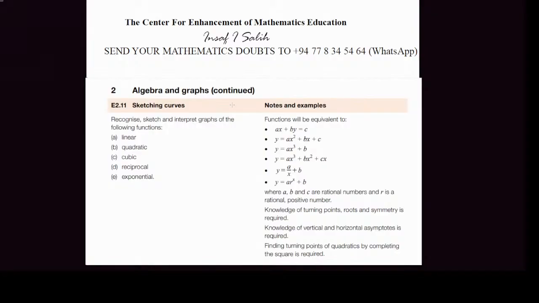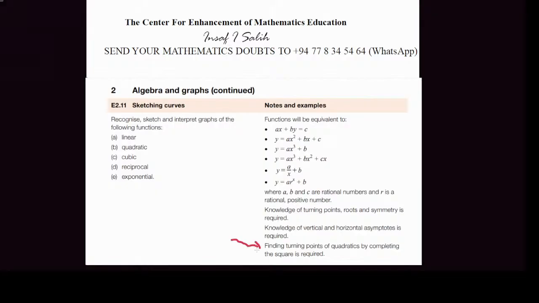All right, to answer your first question, in your IGCSE syllabus, are you required to know how to write a quadratic function in vertex form? Right, quadratic equation in vertex form? Yes, you're required.